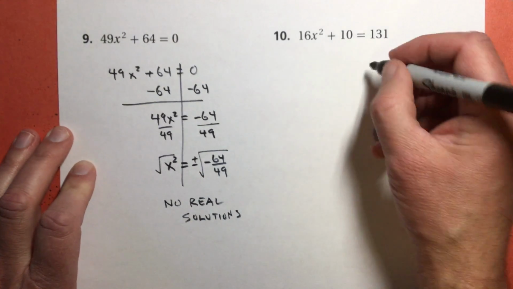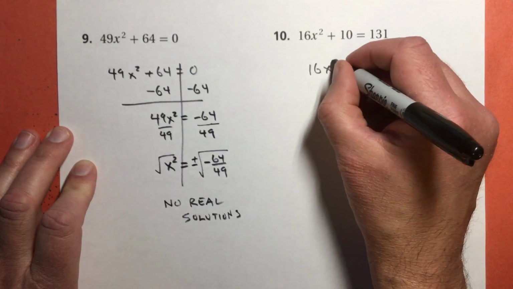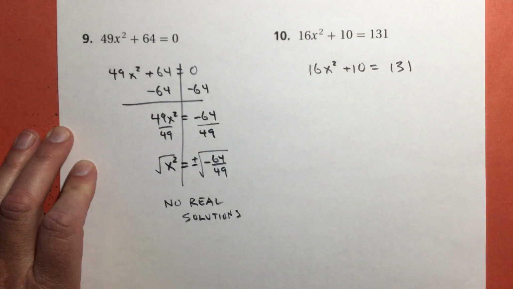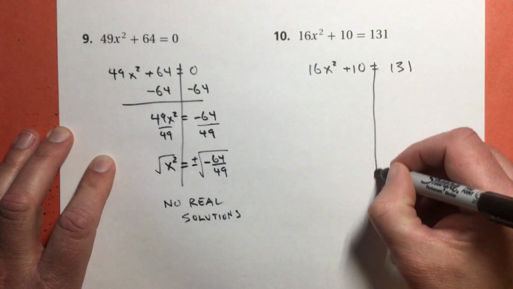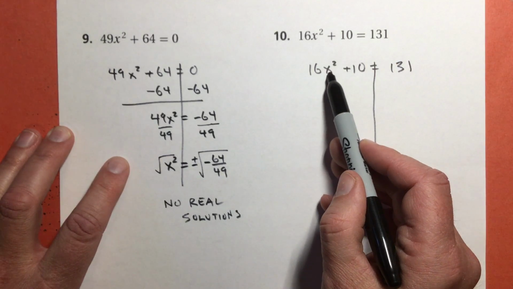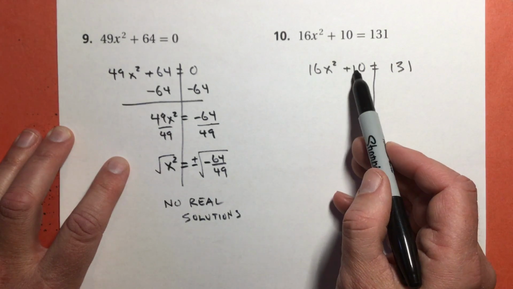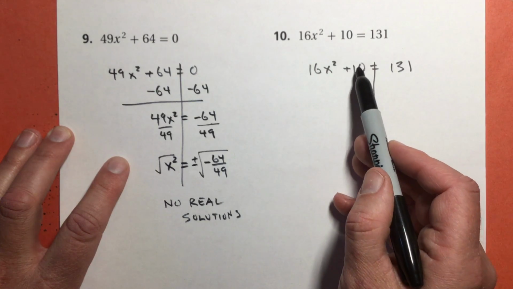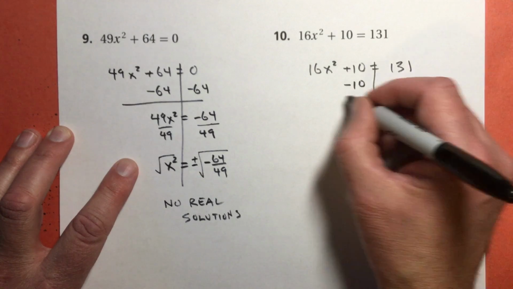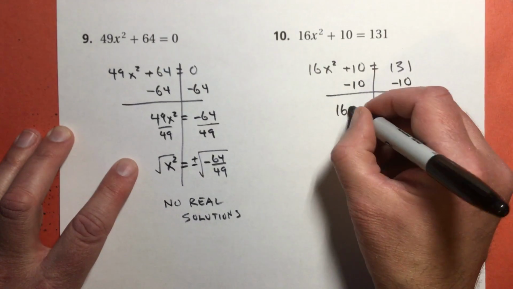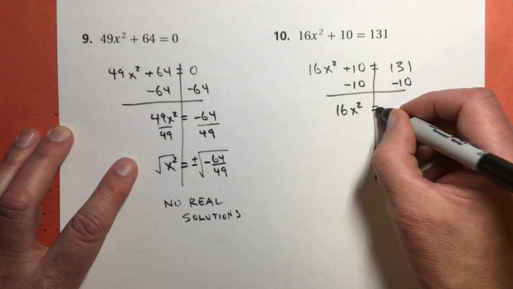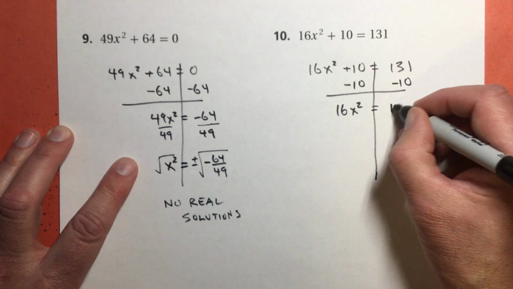Let's try problem number 10. All right, draw my line here. Let me start over. This is x to the second power times 16, then added to 10. Let's work backwards. The opposite of adding 10 is to add negative 10. 16x to the second power, because of the 10 and the negative 10, equals 0, equals 131 minus 10 is 121.